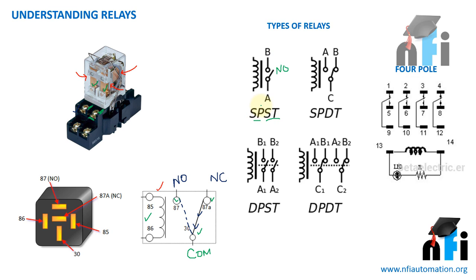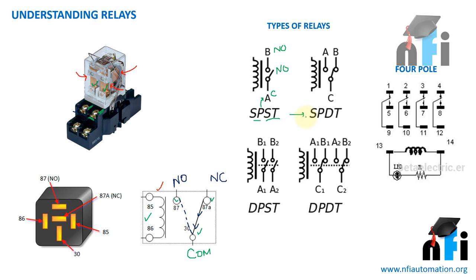Single pole means it has only one common. If you notice here, this part is a common, C is common, and B is NO. So single pole, single throw means it is only connected to one point. There is no other NC point. So if there is no NC point, we call it single throw.